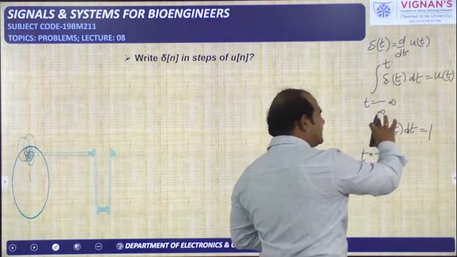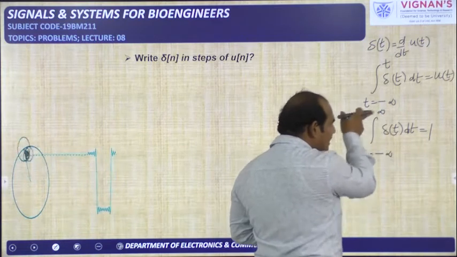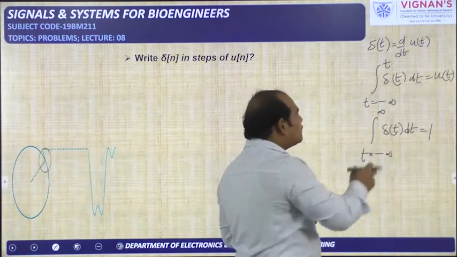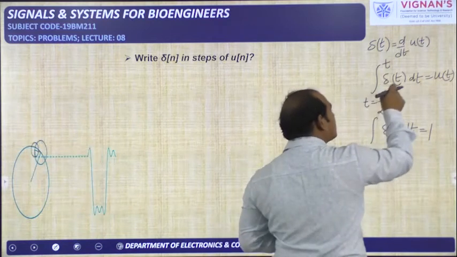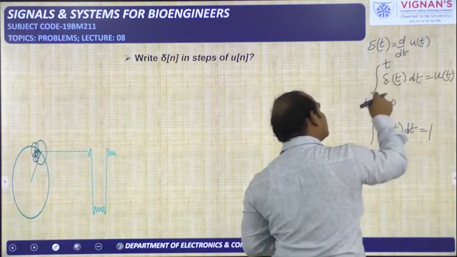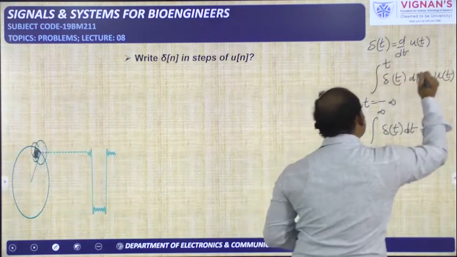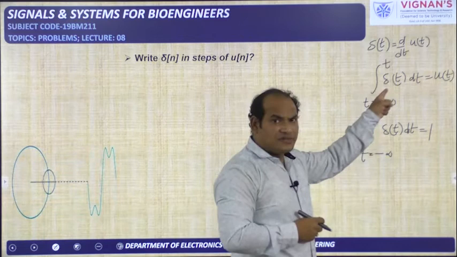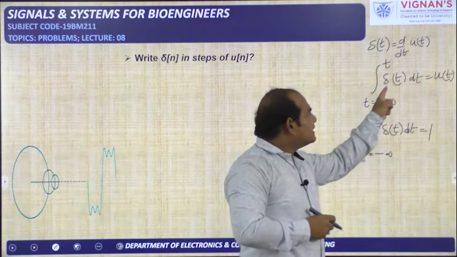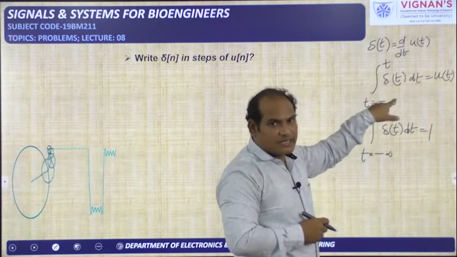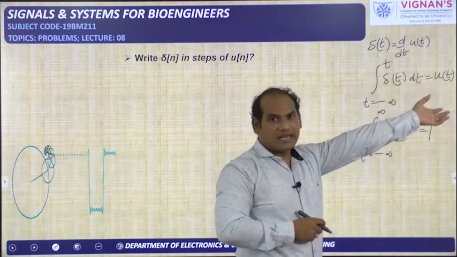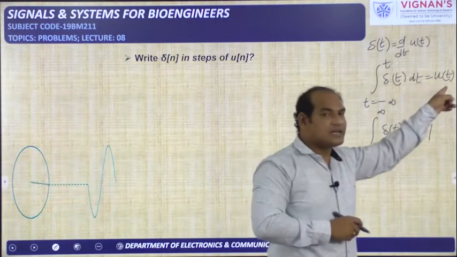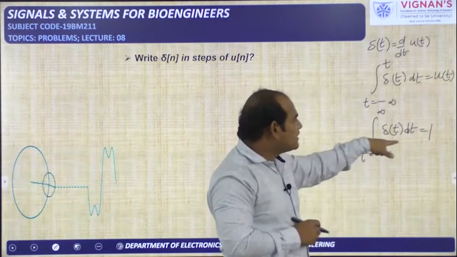If you perform the integration by taking the limits as values, you will get a number. But if you do the integration with one of the limits or both the limits variable, then you will get a signal or function. The integration of δ(t) is one signal. Actually δ(t) is a signal. If you do the integration, you will get one more signal. That depends upon the limits. If the limit is a variable, you will get a signal. But if the limit is constant, you will get a number.